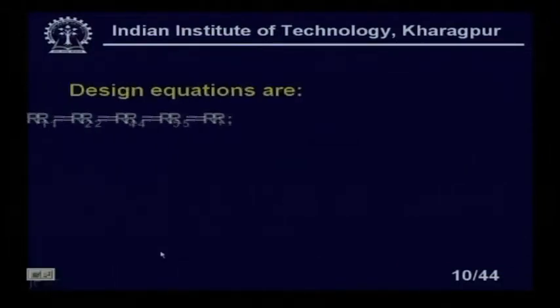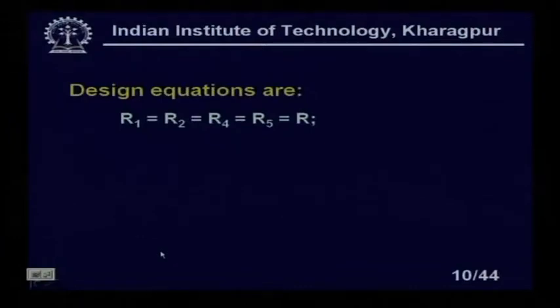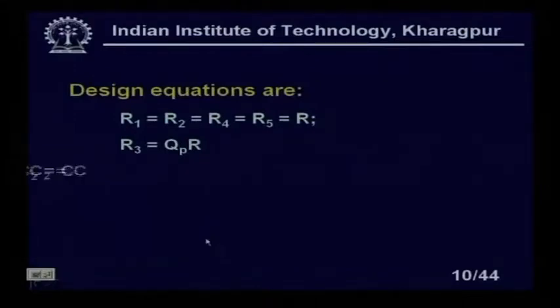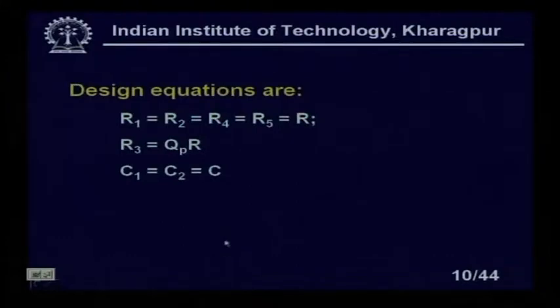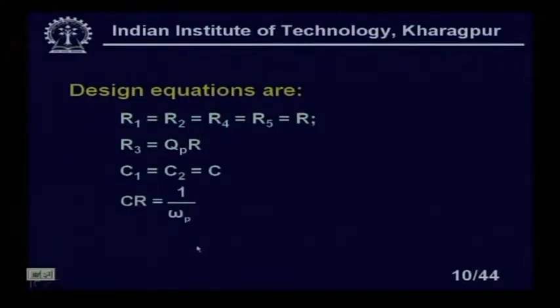So, the design equations are R 1, R 2, R 4, R 5 equal to R, which I have taken, and R 3 equal to q p into R purposefully, and C 1, C 2 all equal to C. You can take C as 1 farad, accordingly the resistance will come, and C multiplied by R equal to 1 by omega p. So, omega p equal to 1 by C R.